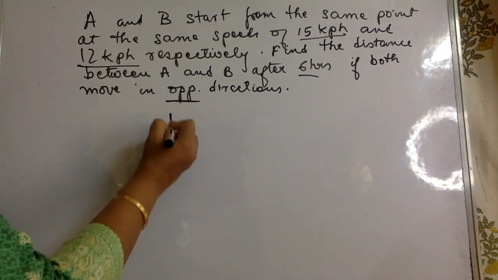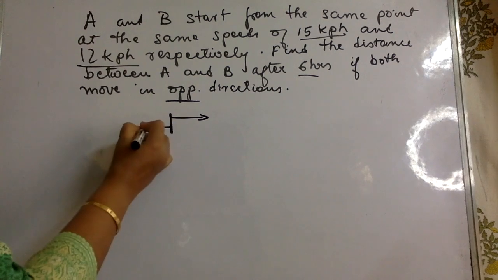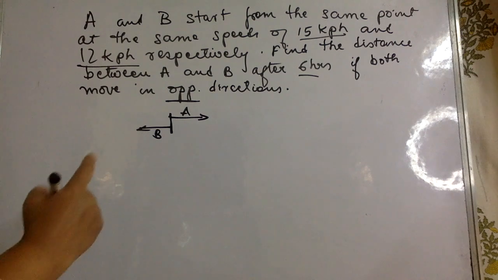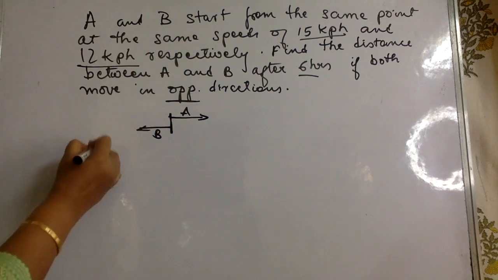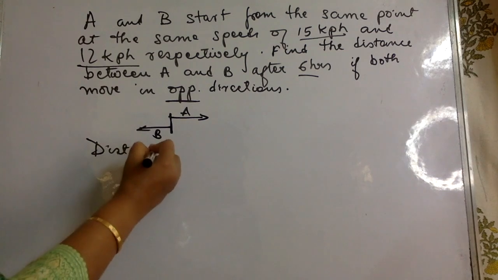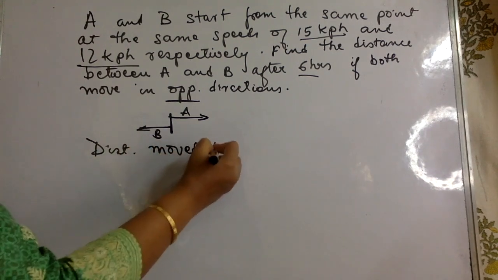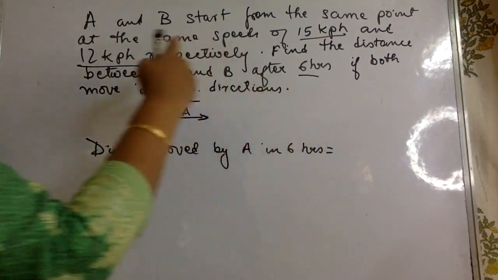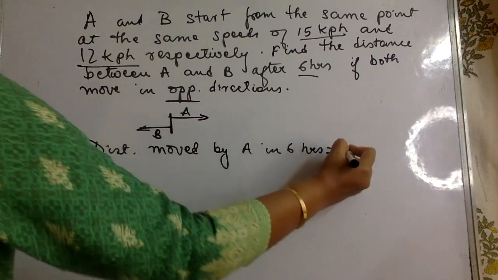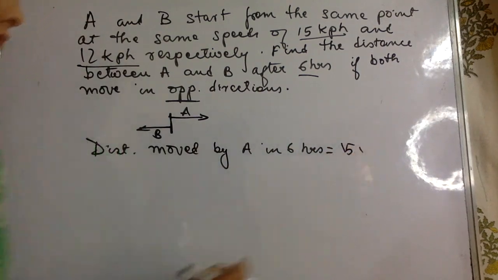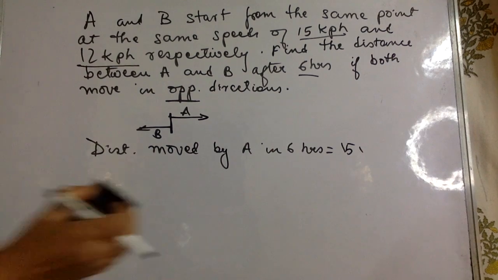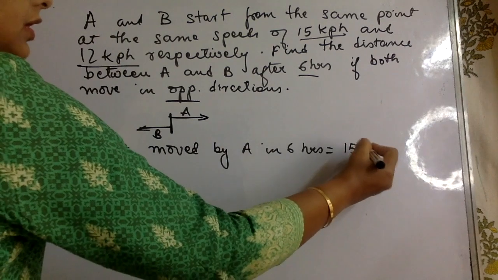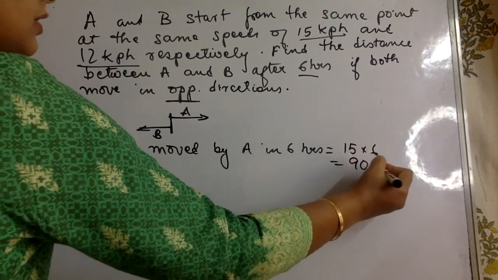Means they are here. Okay, A moves in this direction, B moves in this. So this is how A and B are moving. At the end of 6 hours, the distance moved by A in 6 hours is speed into time, 15 into 6, which is 90 kilometers.